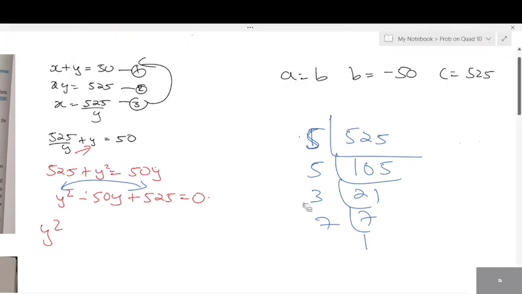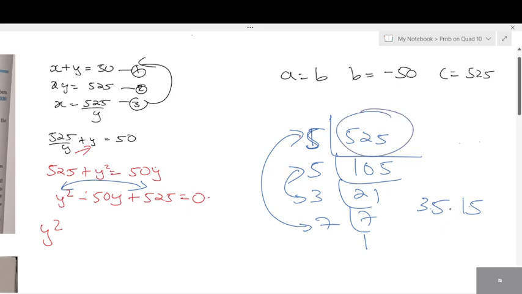Next. Take 5 and 7. Pair this 5 and 7. Multiply, 5 sevens are 35. Then multiply 5 threes are 15. When you multiply 35 into 15, you get 525. When you add them, you get 50y. So y square minus 35y minus 15y plus 525 is equal to 0.